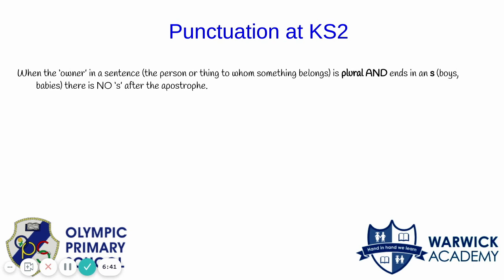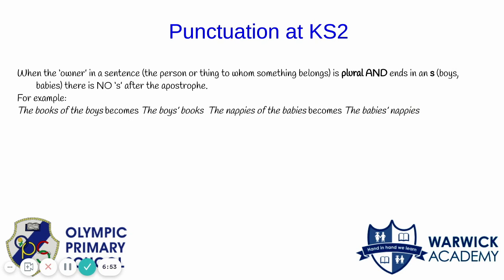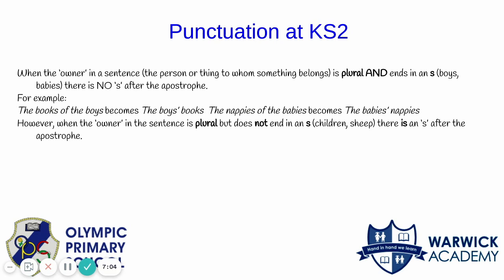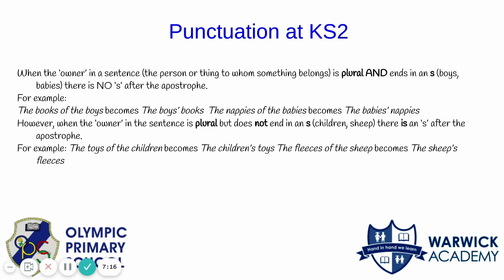When the owner in a sentence is plural and already ends in an S, for example boys, babies, there is no S after the apostrophe, it's just an apostrophe. For example, the books of the boys becomes the boys' books. The nappies of the babies becomes the babies' nappies. More than one boy, more than one baby. When the owner is plural but does not end in an S, like children and sheep, there is an S after the apostrophe. So the toys of the children becomes the children's toys, or the sheep's fleeces.